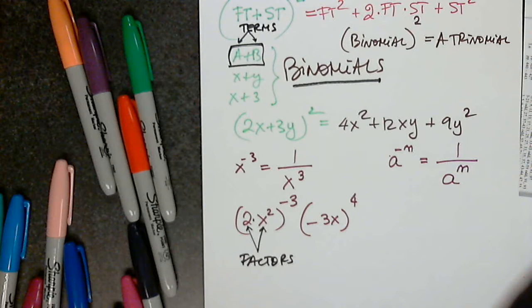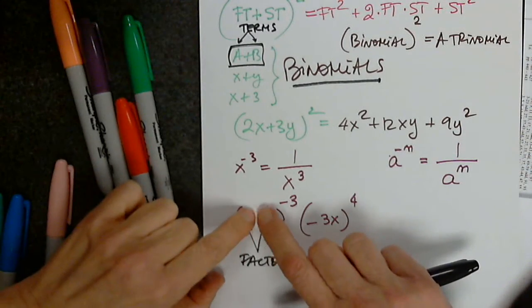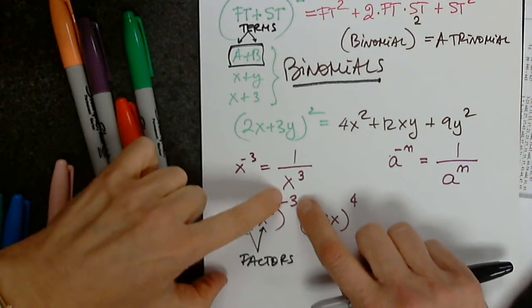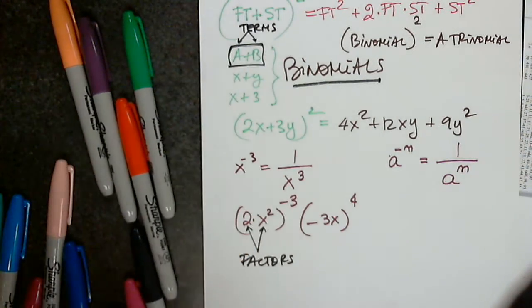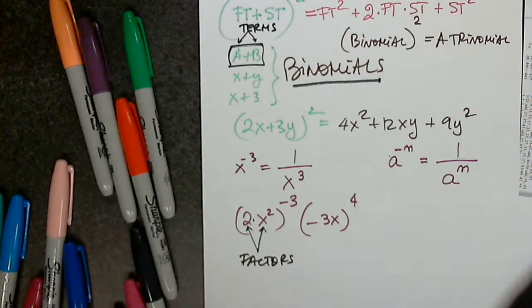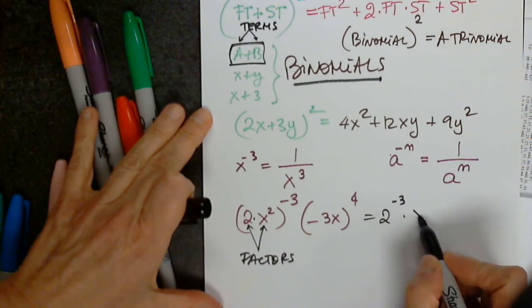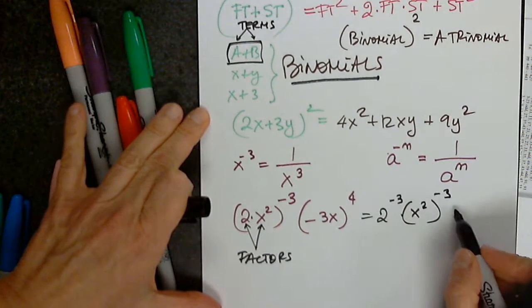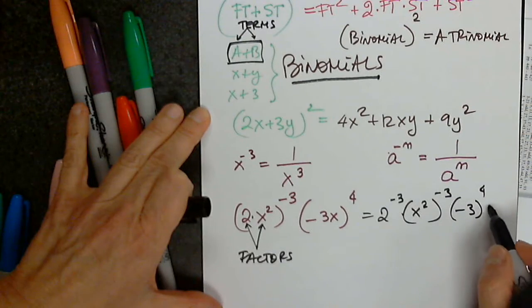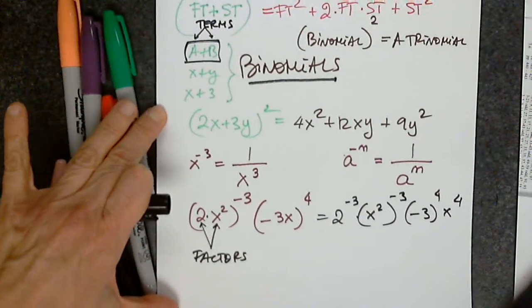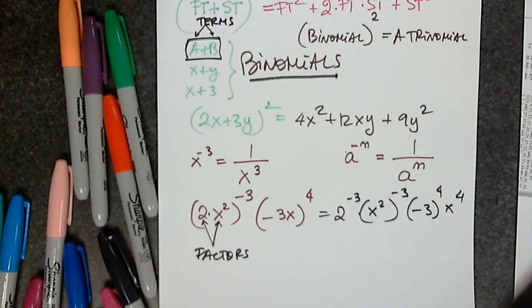What is the rule, the exponential rule? I copy the base and multiply the exponents. Awesome. But what I meant to ask is this. Maybe I wasn't clear. When I raise a product of two factors to a power, I must raise each factor. Each one, right. Yes, that's what I meant. But you are ahead of me, which is good. So 2 raised to negative 3, x squared raised to negative 3, negative 3 raised to the fourth power, and x raised to the fourth power. Are we okay with this so far?